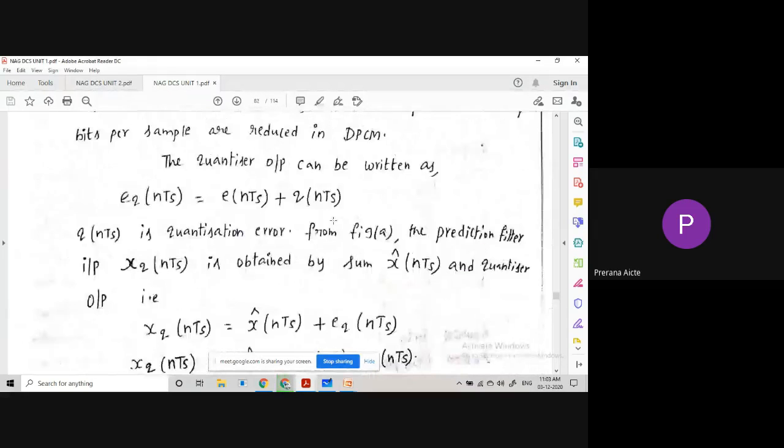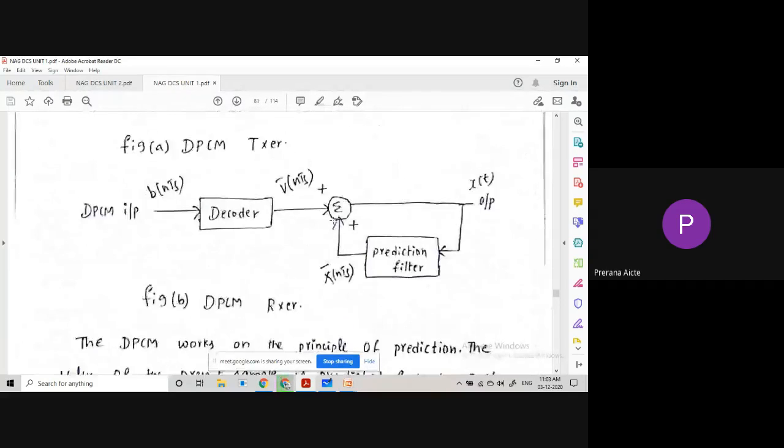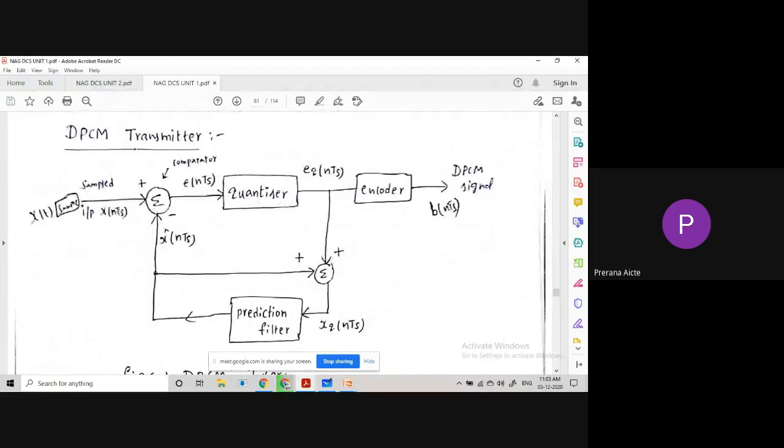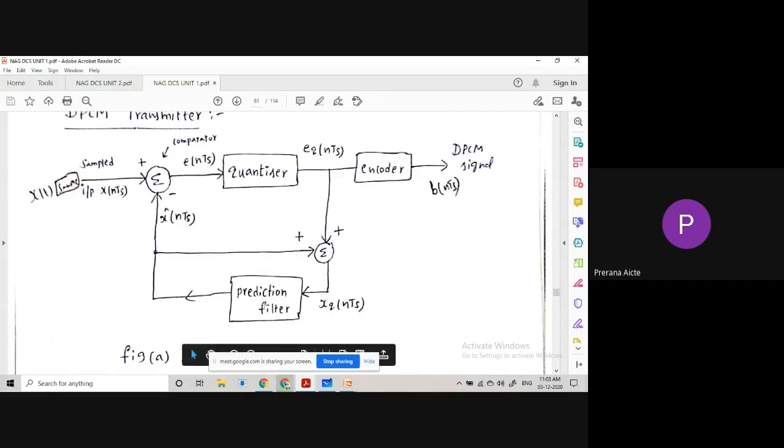See, these are the required formulas that will be helpful for understanding. Before that, just see those samples. What is the given data? The sampled input signal, x of t, and the prediction filter input, x cap of nTs. We are going to find the error signal from the comparator, e of nTs equals x of t minus x cap of nTs, which is given as input to the quantizer. Then the quantizer output is eq of nTs. To this quantizer output, we add x cap of nTs to get xq of nTs. Finally, we get the DPCM output in the form of binary data.